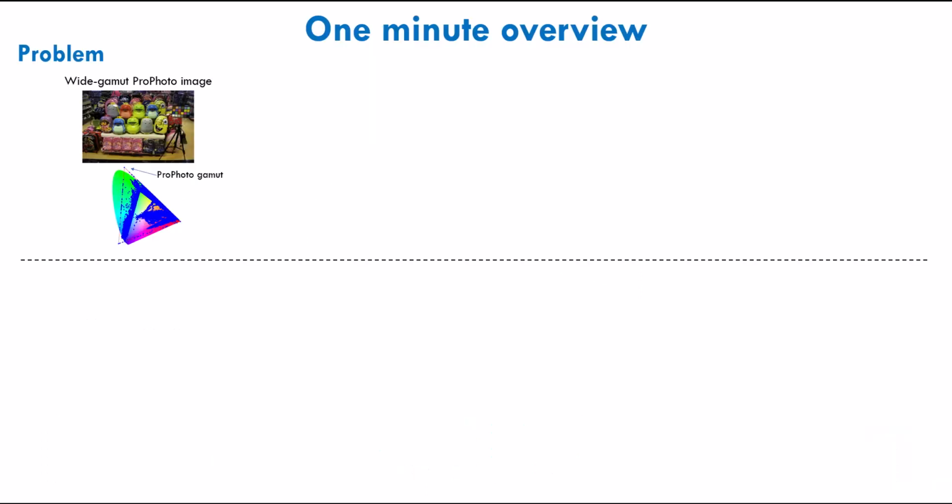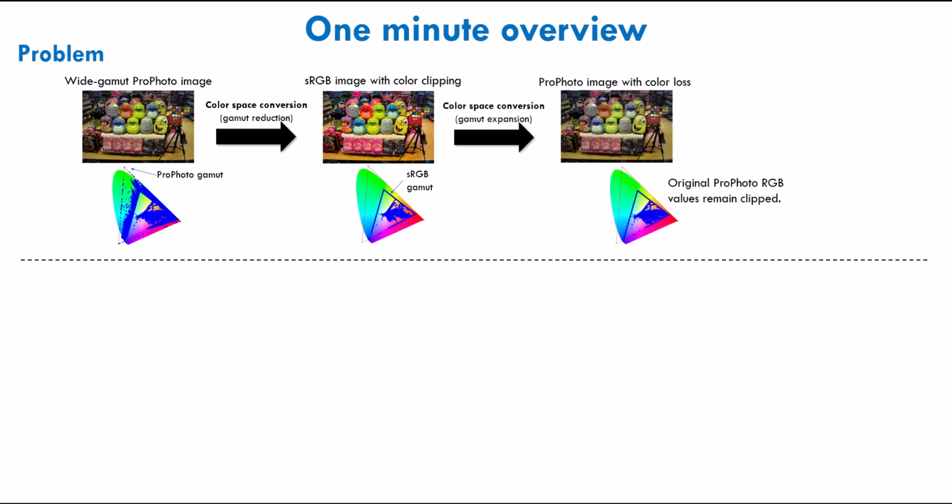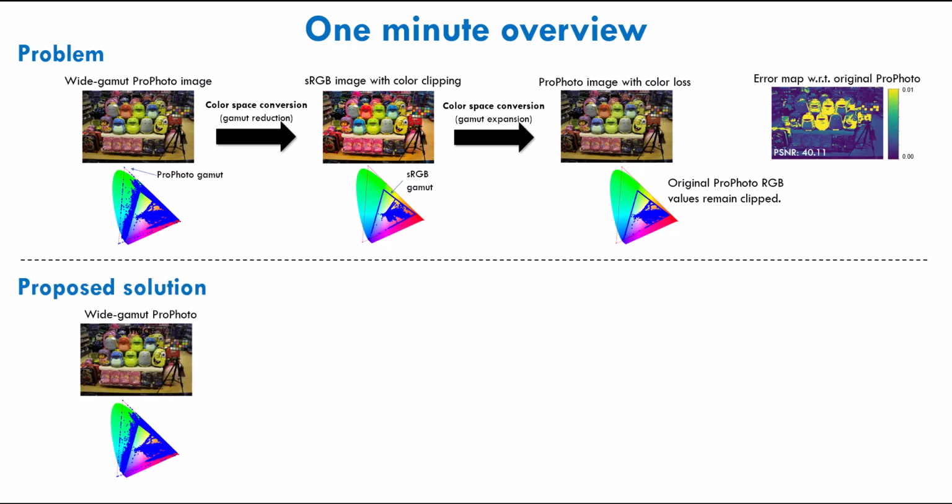Consider an image encoded in a wide gamut color space, such as ProPhoto. When we convert this image to a small gamut color space, like sRGB, color values are clipped to fit the smaller gamut. If we convert back to the wide gamut color space, the clipped colors cannot be recovered. This results in noticeable color loss. We propose a solution to this problem.